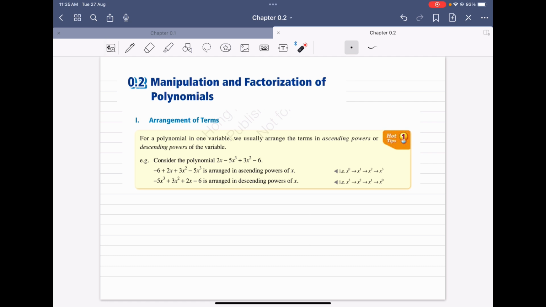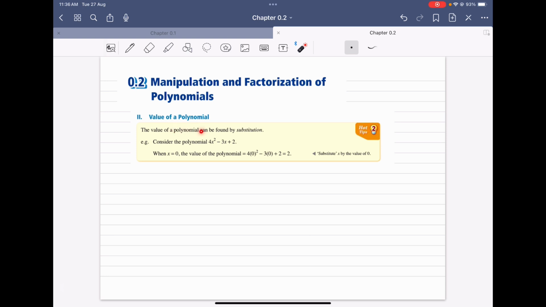Okay, and then we need to arrange terms. For example, if you see something like this, we can arrange it in ascending powers of x or descending powers of x. Ascending power means starting from the smallest one and going to the greatest one. And the smallest one is actually the constant term. Descending power starts from the greatest power, that means the index, the degree, is the highest. And then we have to arrange it in order. So this is the descending power of x, like this. The coefficient doesn't matter. We need to look only at the power of each term.